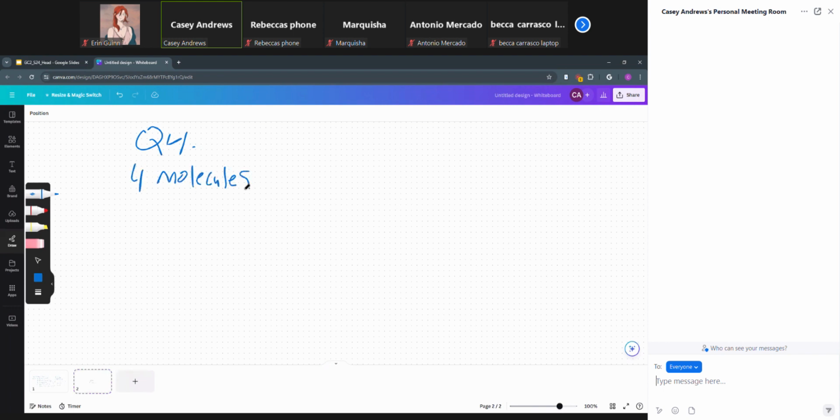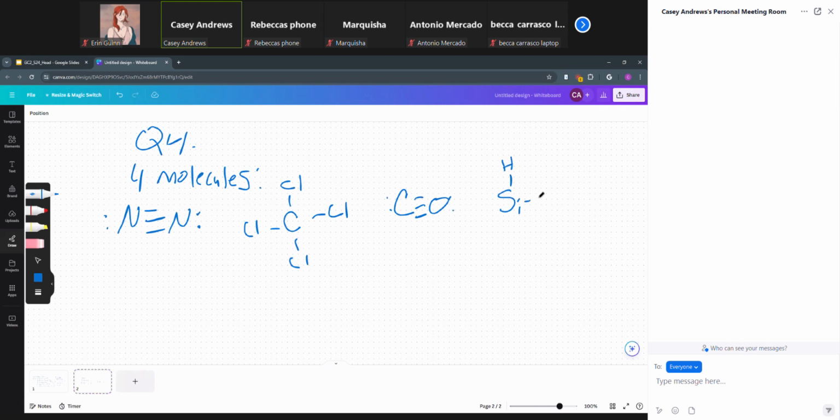I have 4 molecules, and I'll draw out these molecules for you. Molecule 1 is N2. Molecule 2 is carbon tetrachloride. Molecule number 3 is carbon monoxide. And compound number 4 is silicon tetrahydride, I believe.